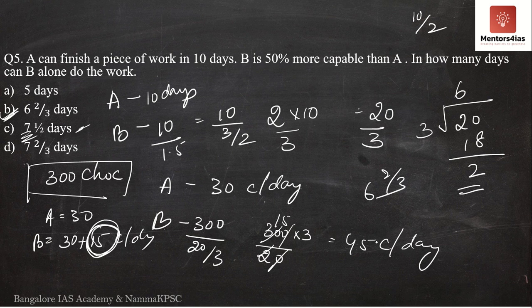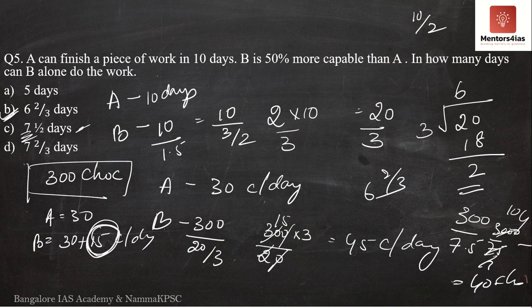If it is 7.5 days, then meaning what? 300 chocolates eaten in 7.5 days, or this is nothing but 3000 by 75. That would mean 40 chocolates per day, 10 chocolates extra. This is not 50% more capable than A. Therefore, the correct answer is B, 6 2 by 3 days.